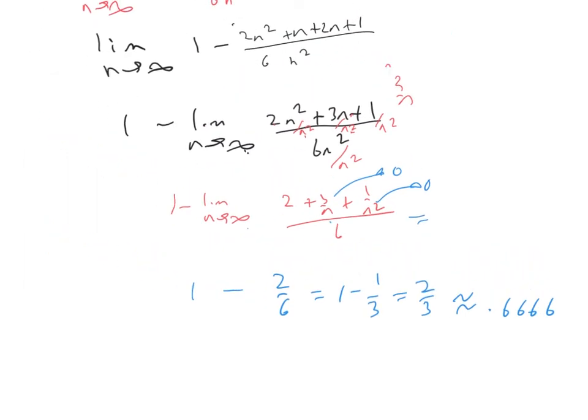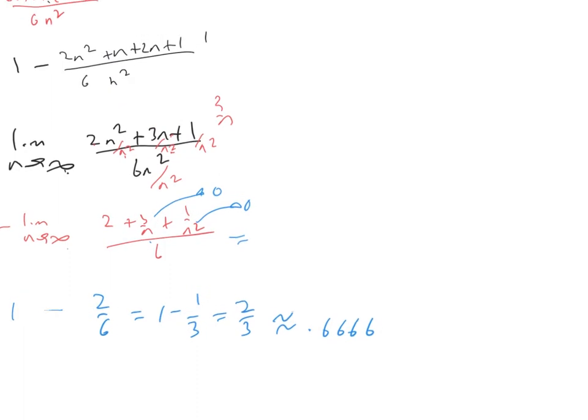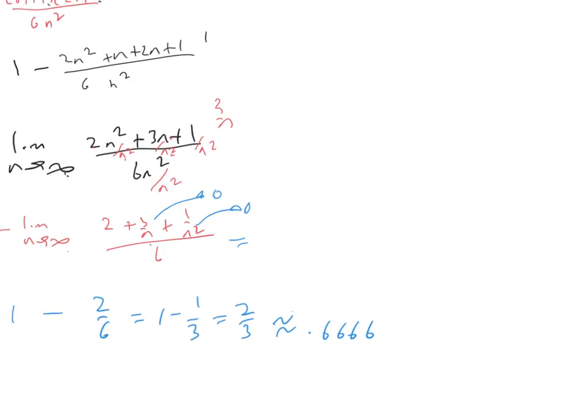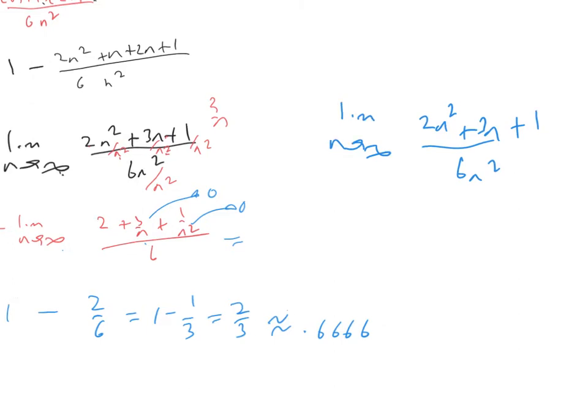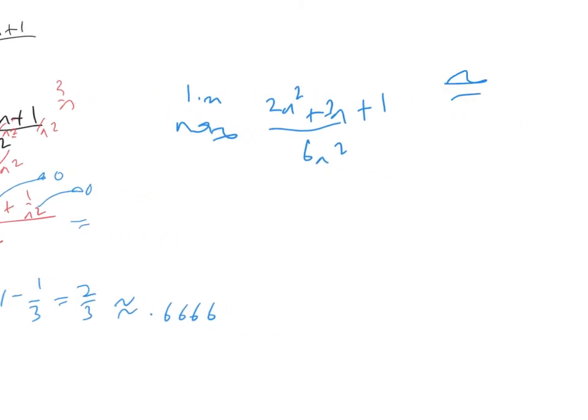So there's the answer. I was just thinking about this limit, though. Kind of interesting that if we're doing the limit as n goes to infinity of 2n squared plus 3n plus 1 over 6n squared, obviously we get infinity over infinity. So we do it with L'Hopital's rule. Limit as n goes to infinity of 4n plus 3, was that what it was? 3, yeah.